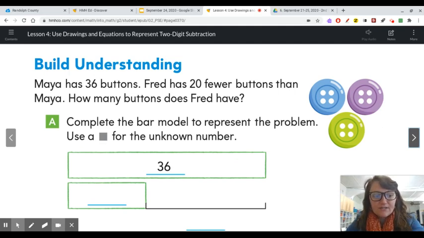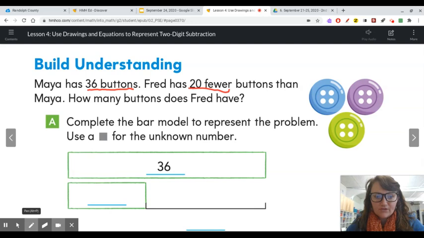Maya has 36 buttons. Okay, so I'm going to underline that. Fred has 20 fewer buttons than Maya. How many buttons does Fred have? A, complete the bar model to represent the problem. Use a square for the unknown number.